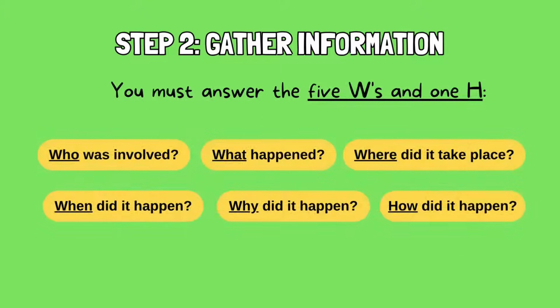You must answer the 5 W's and 1 H. Who was involved? What happened? Where did it take place? When did it happen? Why did it happen? What's the context? And how did it happen?